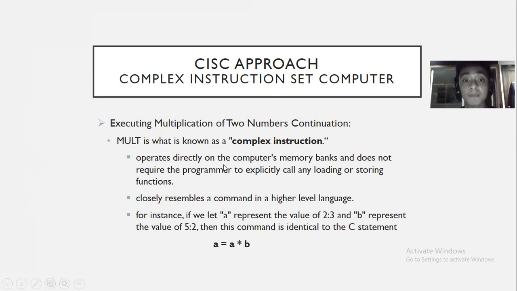A complex instruction operates directly on the computer's memory banks and does not require the programmer to explicitly call any loading or storing functions. Again, it doesn't have to load or store, you simply call mult. It closely resembles a command in a higher level language, such as Java or C, languages that we are very versed in. For instance, if we let A represent the value of the data in cell 2.3 and B represent the value of data in cell 5.2, then this command is identical to the C statement A equals A times B. That is how multiplying two numbers is operated.